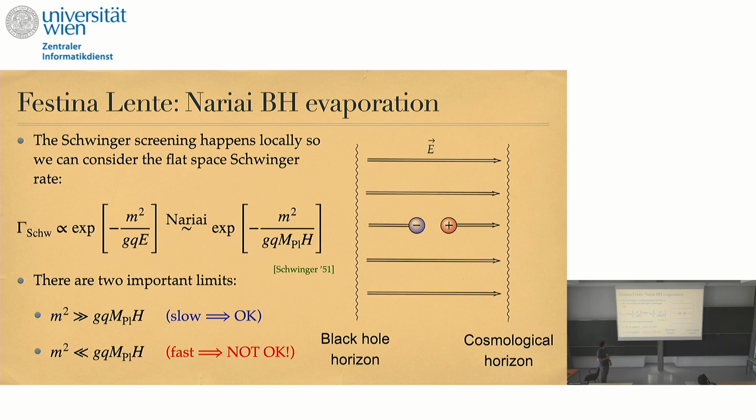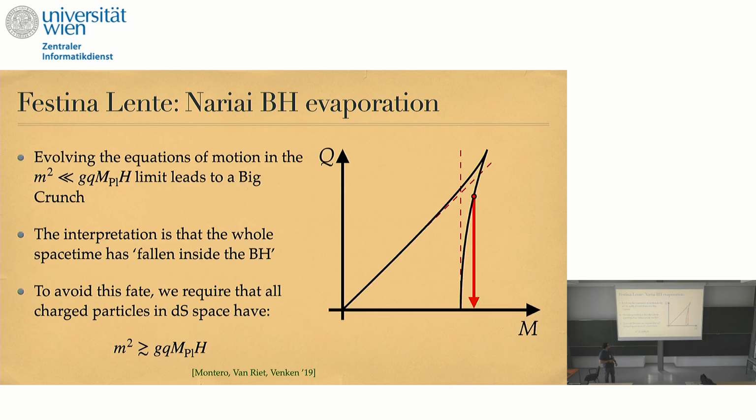But there's a different limit when m squared is much smaller than G Q m Planck Hubble. Now in this limit, you can't really use this formula, but you have to find the different equations that describe the evolution of the black hole. And in this limit, it turns out that this electric field gets screened almost immediately. So the time scale on which it's screened is set by the prefactor, which, like I said, is m Planck Hubble. So the electric field gets screened almost immediately compared to Hawking radiation.